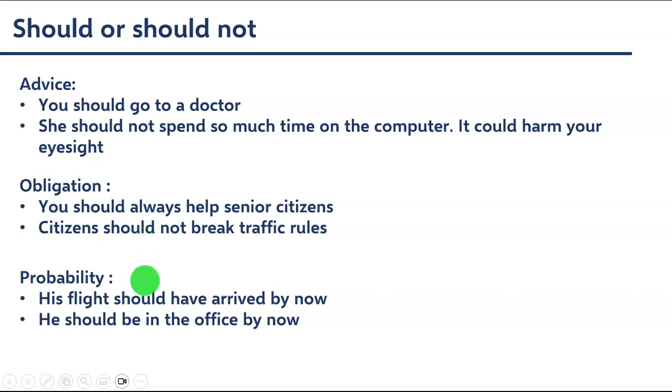Now friends, I'm not covering must separately because must and should are more or less the same. If you see this sentence, you can use must also. You should go to a doctor, you must go to a doctor. Now what is the difference? The difference is the intensity. When you say you must go to a doctor, you are expressing more intensity, that you have no choice, you have to go. You should go to a doctor, well, it could be 50-50, right? So I put them in the same category. You could use must here: you must go to a doctor, she must not spend so much time on the computer, right?